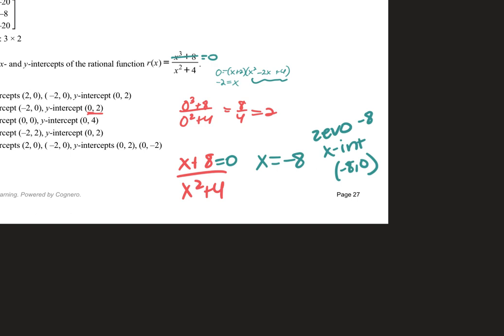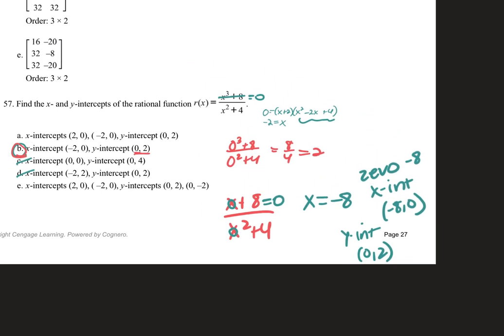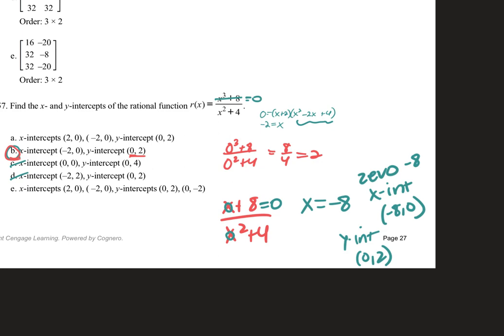And then if it asks for the y-intercept, you plug zero in, and it'd be 8 over 4. So the y-intercept would be 0, 2. You just won't have it where you have to do the quadratic with a perfect cube, where you have to factor, yeah.